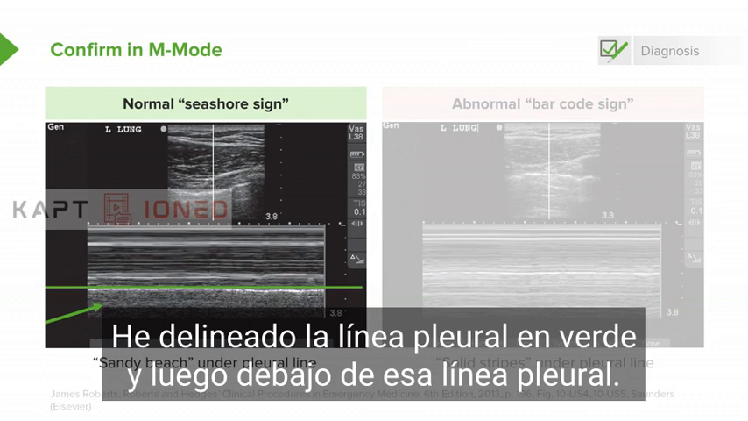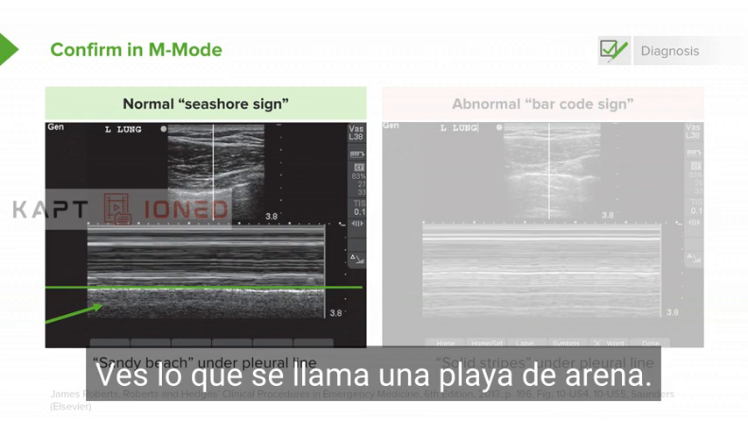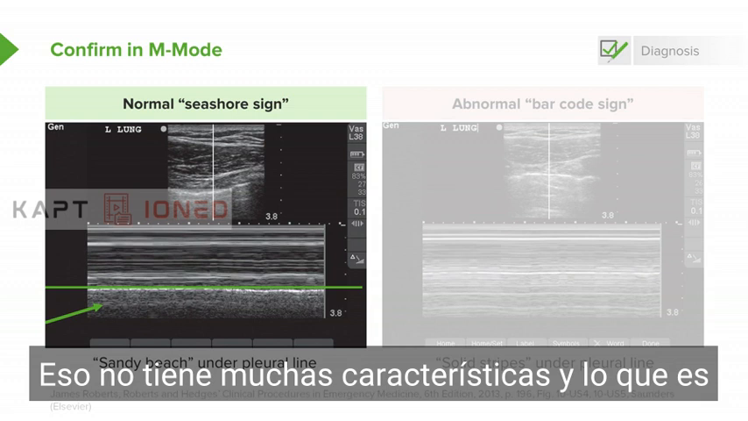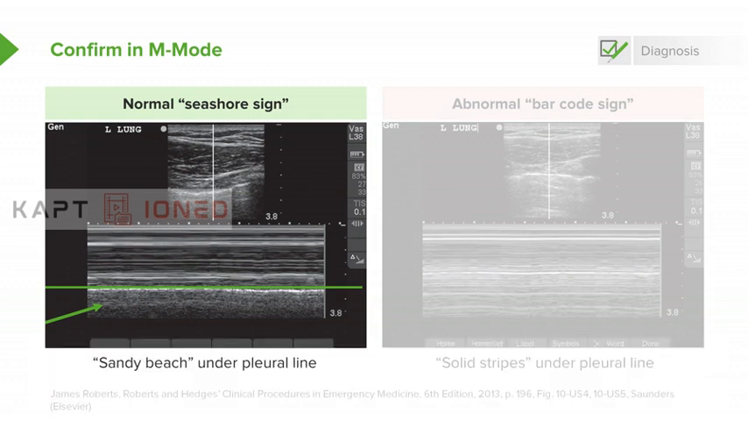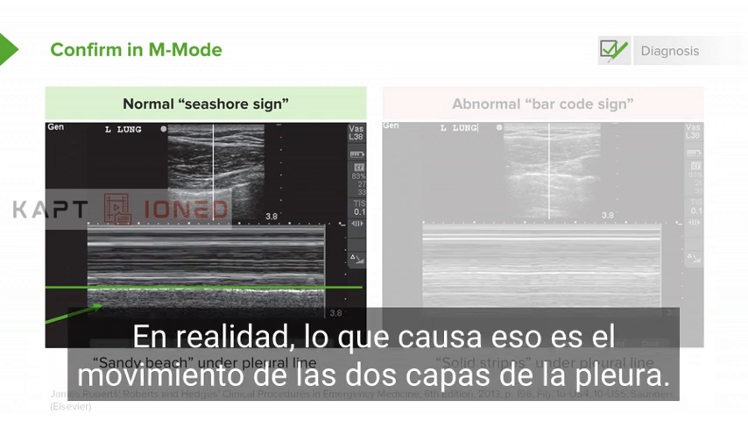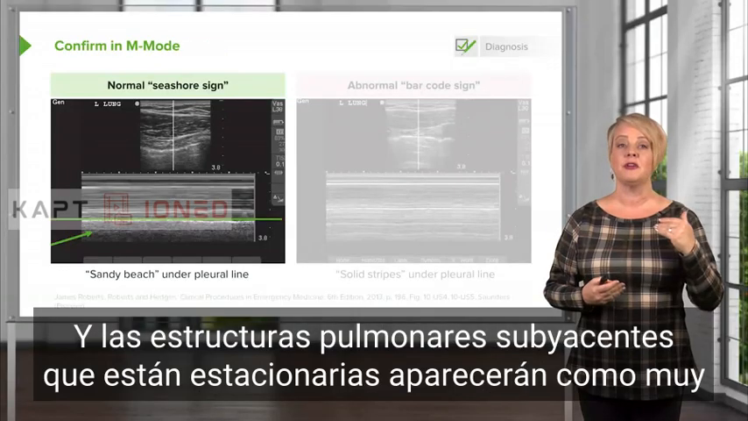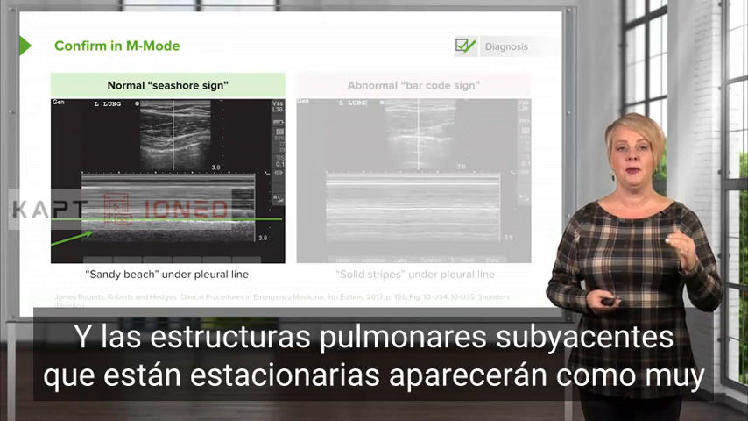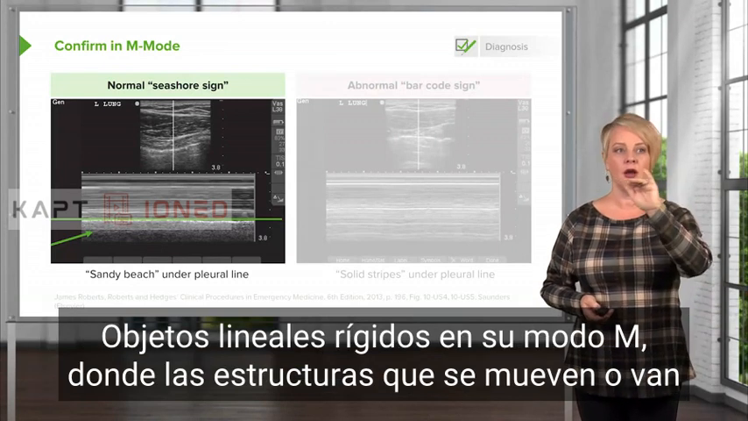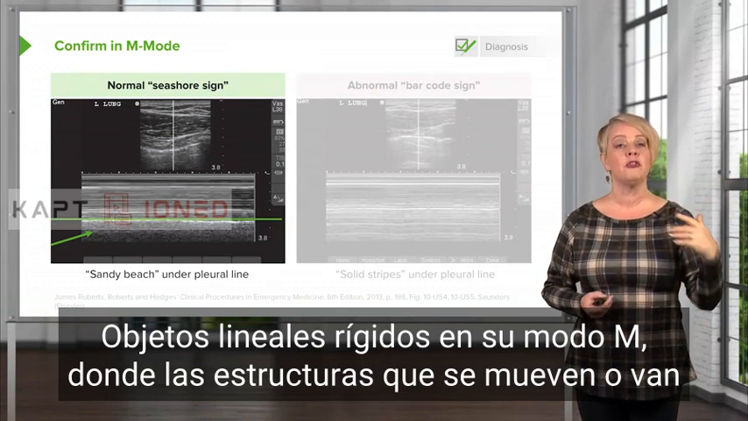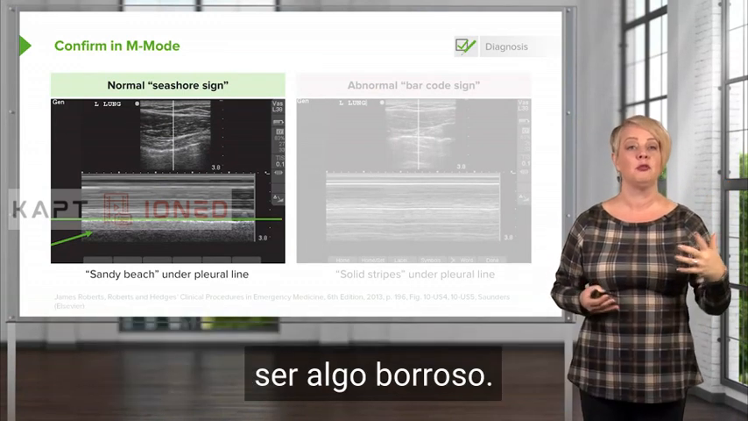So you can see on this image, I've outlined the pleural line in green, and then underneath of that pleural line, you see what's called a sandy beach. It's a sort of general gray haze that doesn't have a whole lot of features. And what's actually causing that is the movement of the two layers of pleura and the underlying lung. Structures that are stationary are going to appear as very stark, linear objects in your M mode, whereas structures that are moving around are going to be sort of blurry.